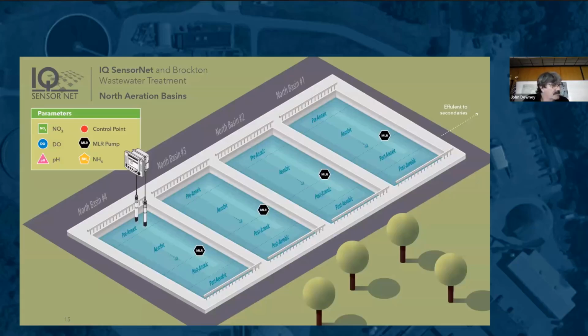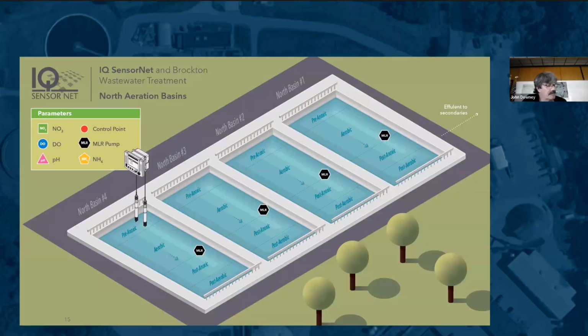So we're changing orientation for this part of the discussion. In this slide, the basins are 4 through 1, bottom to top. Each basin is divided into 4 zones, beginning with an anoxic influent, an aerated zone, another anoxic zone, and an aerated zone at the effluent.